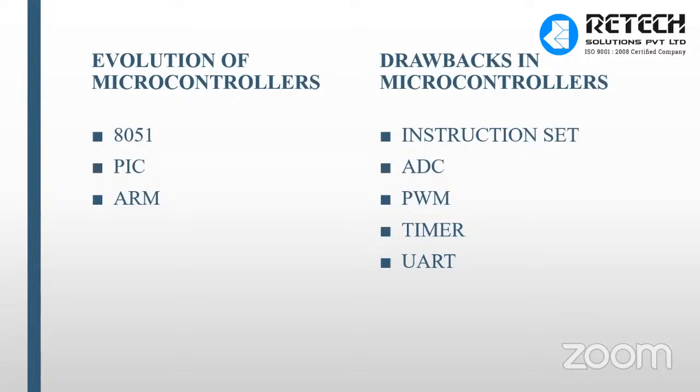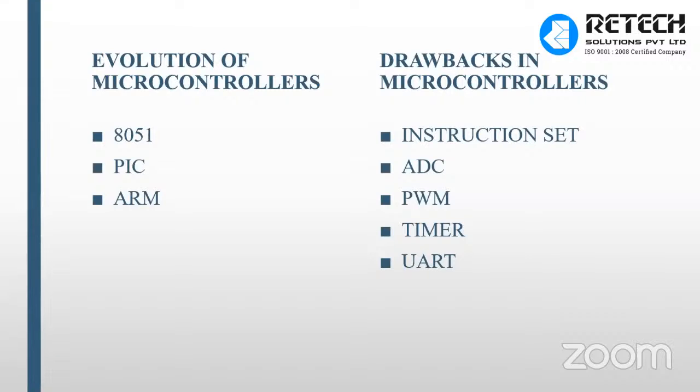The total instruction set is 256 instructions in the 8051 microcontroller. To easily start 8051 programming, we definitely need to know the 256 instructions, and we can use only that instruction set with the 8051. That is the main drawback. 256 instructions is not easy.